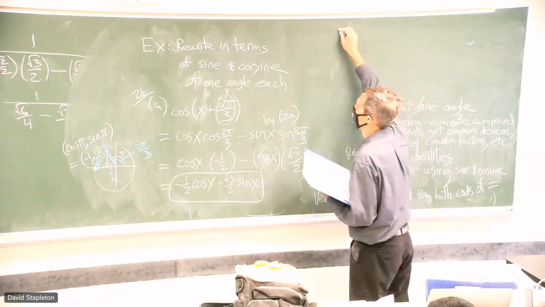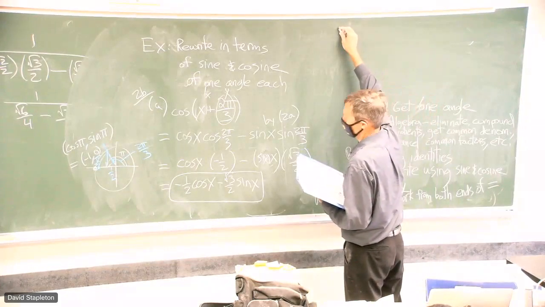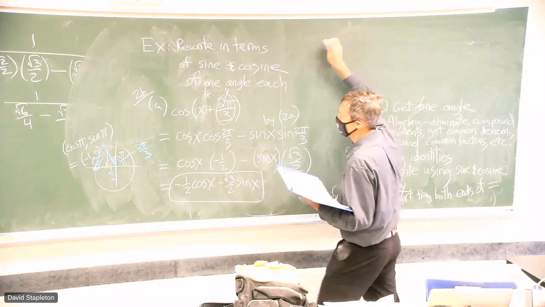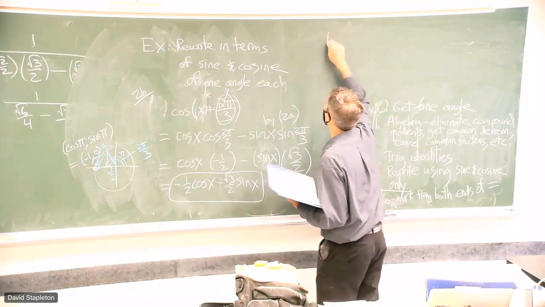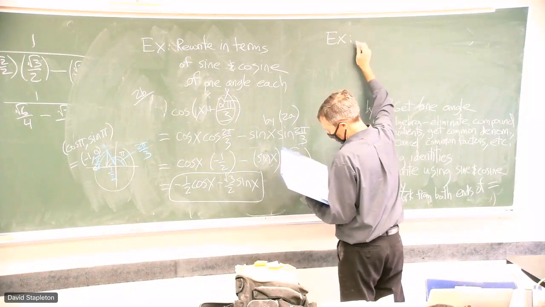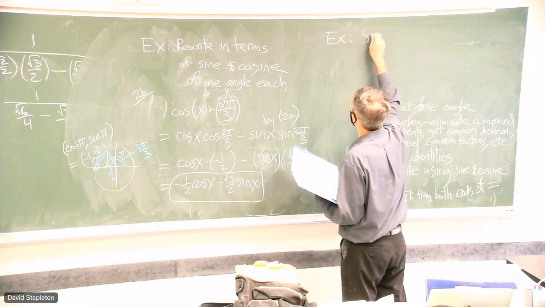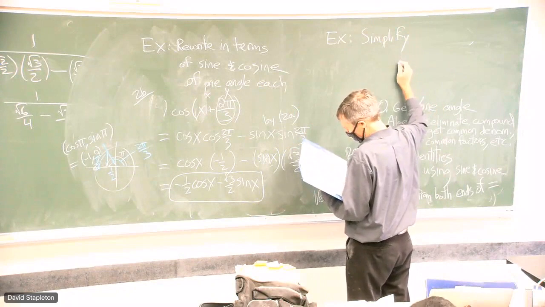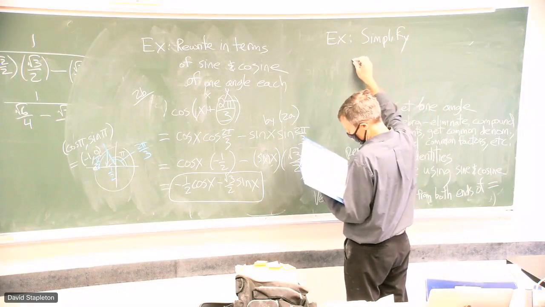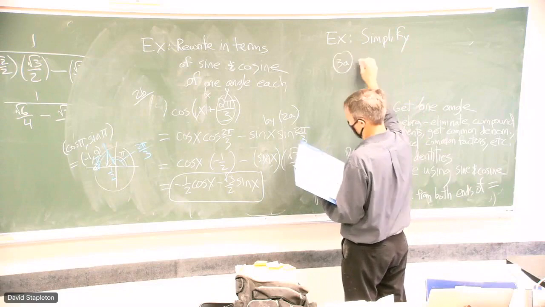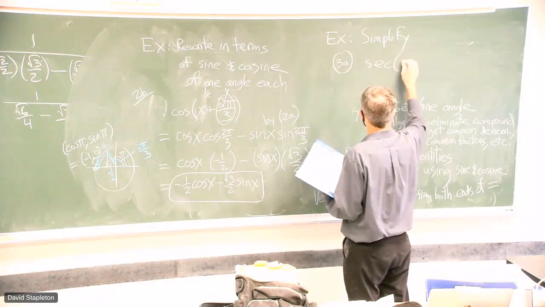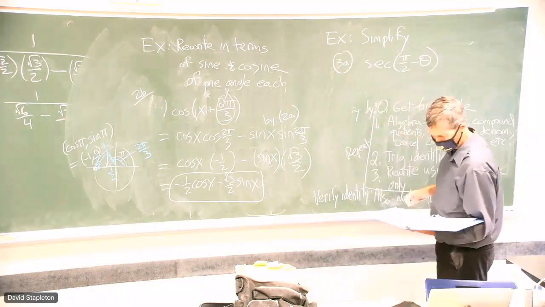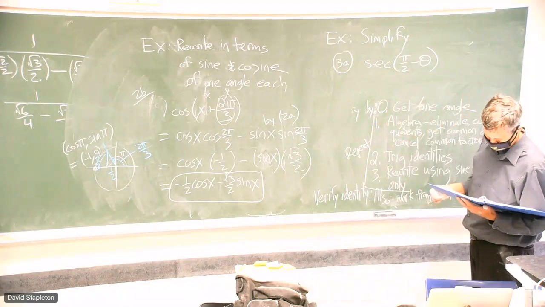Here's another one. Hey, let's just leave that example. I want to do one of these. Suppose I said simplify 3a, secant of pi over 2 minus theta. How can I write that simpler? This is sort of the same thing.